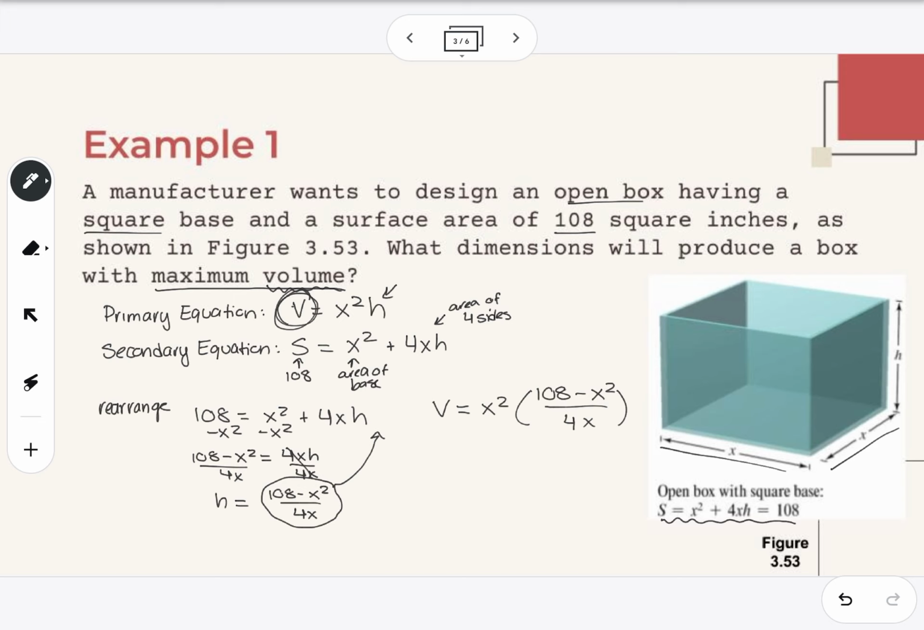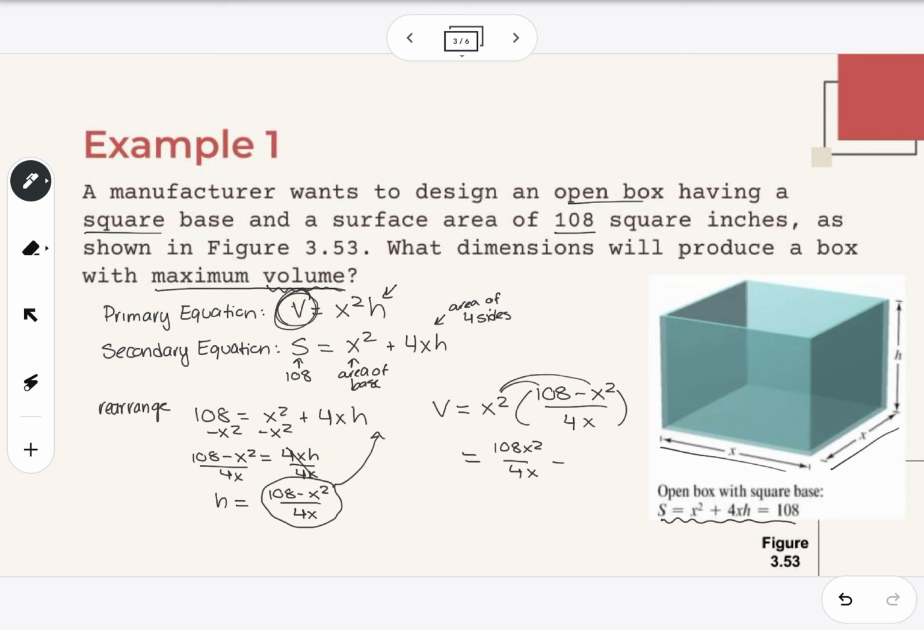And we're going to simplify this a little bit. I'm going to distribute that x squared in there because right now it's a little messy for my taste. So we are going to separate into 2 different fractions, and you're also going to be distributing that x squared in there. So I'm going to have 108 x squared over 4x minus, distributing that x squared again, minus x squared times x squared.